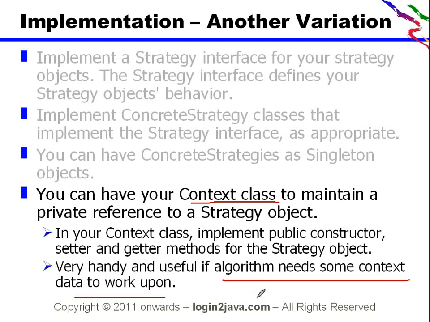Suppose there is some common data that needs to be applied on the algorithm in different contexts, where the data is the same, but we need to apply different algorithms on the same data, so we can put that data in the context class. What is important here is to have a setter method at least in the context class, so that you can change the strategy within the same context. So let's see the example.